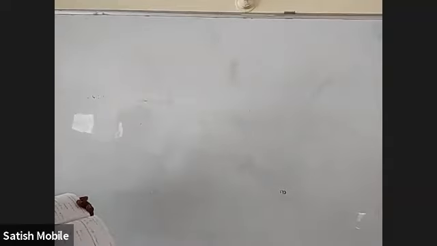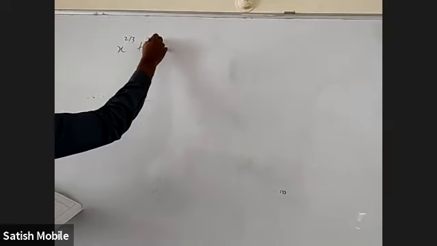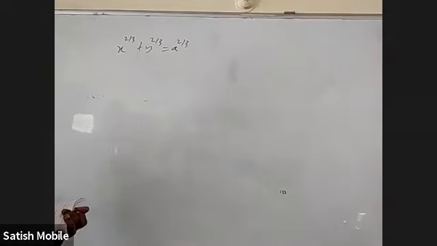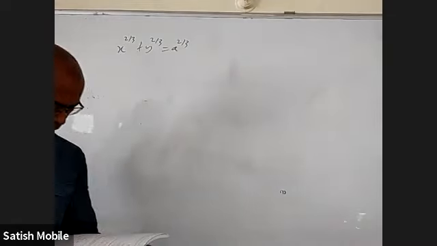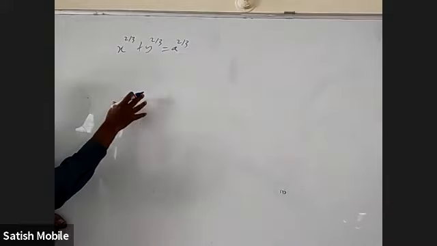Okay, so don't worry about advanced material. We'll do some of them in order. But here, x power 2 by 3 plus y power 2 by 3 equal to a power 2 by 3. For this, we have to find the orthogonal trajectory. Again, we have to eliminate the constant and form the differential equation.